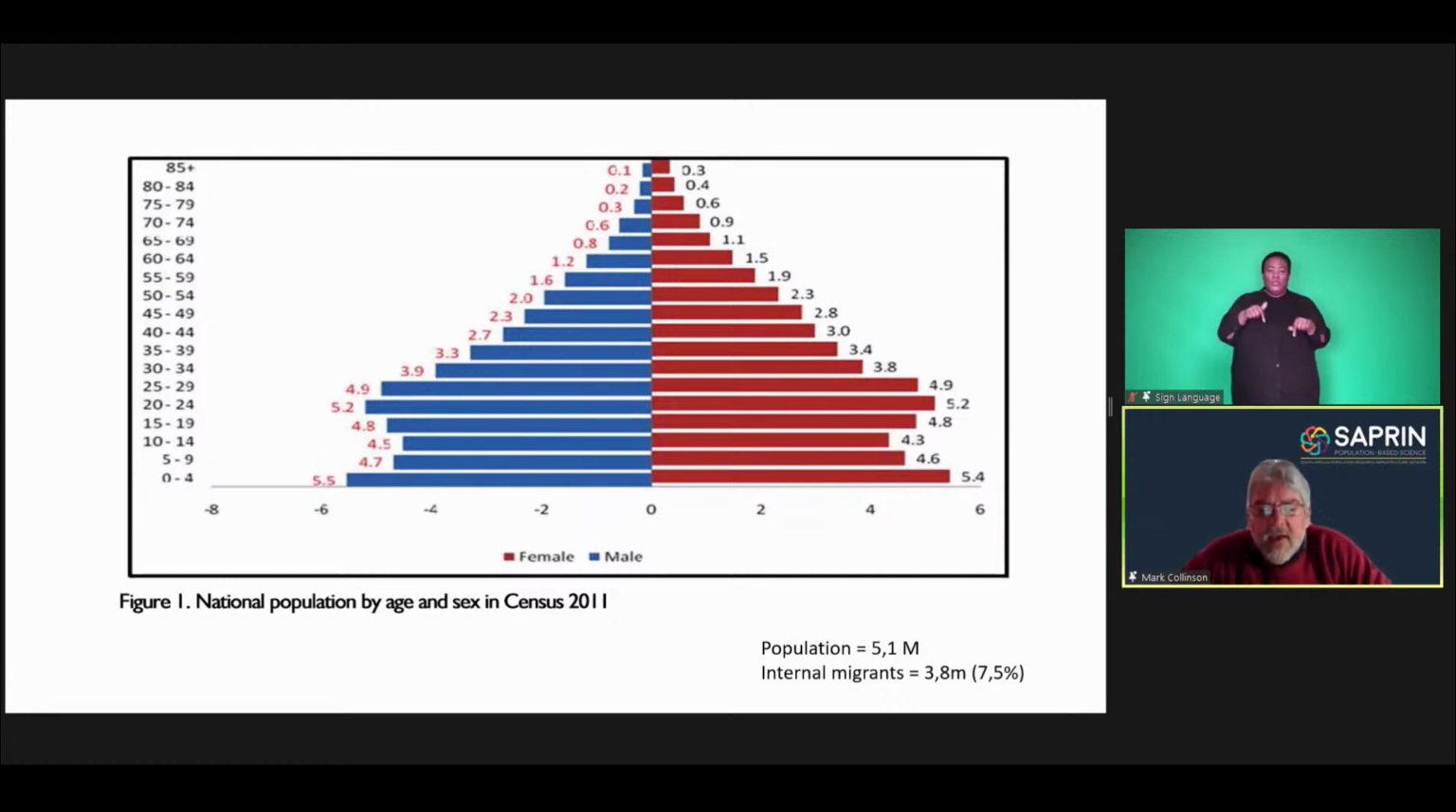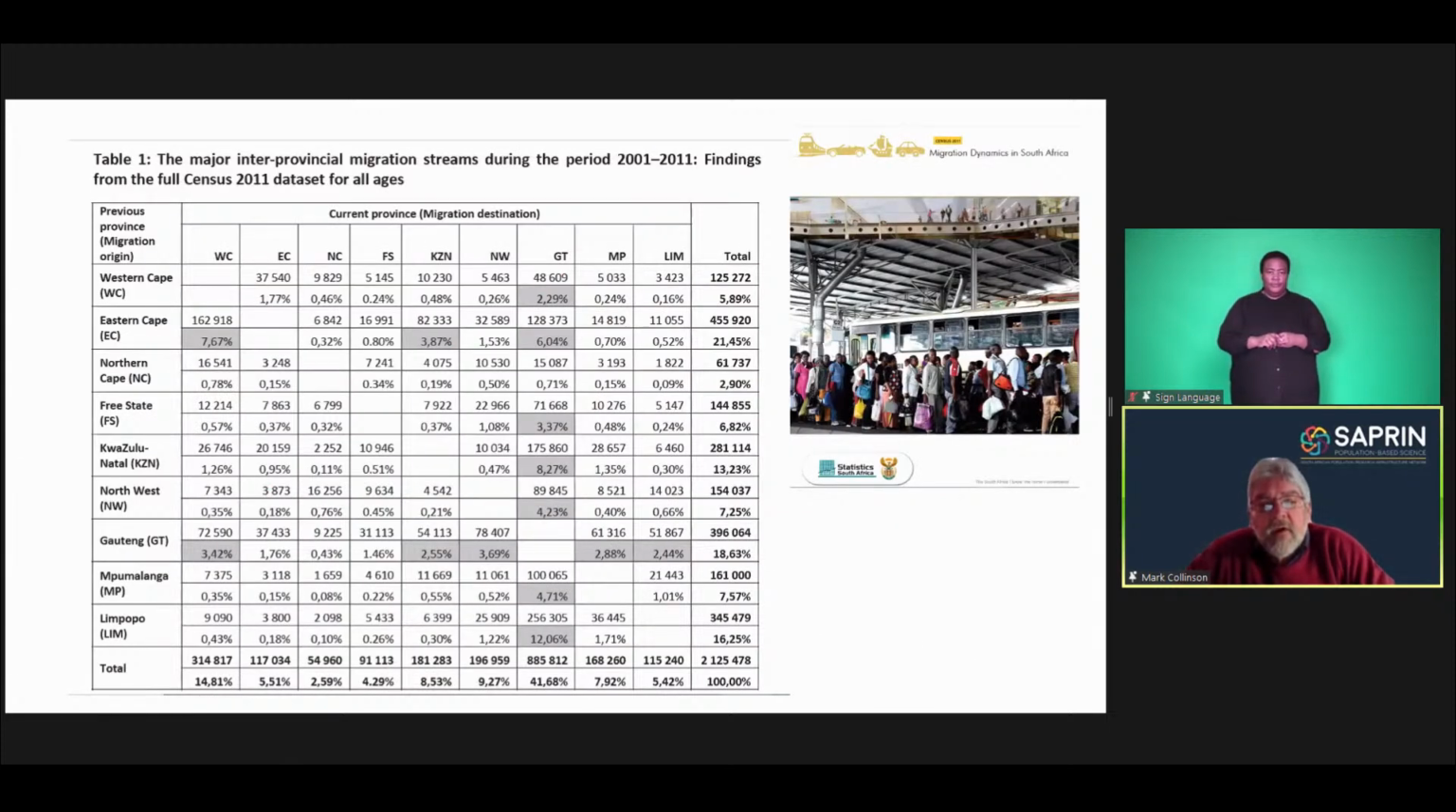This is the age and sex structure of the South African population as given by the census 2011, 5.1 million people, and 7.5% of those were internal migrants, 3.8 million people. Now we get to the things in it, because this is getting to the issue of the corridors we were talking about, well-known corridors. These are inter-provincial migration streams.